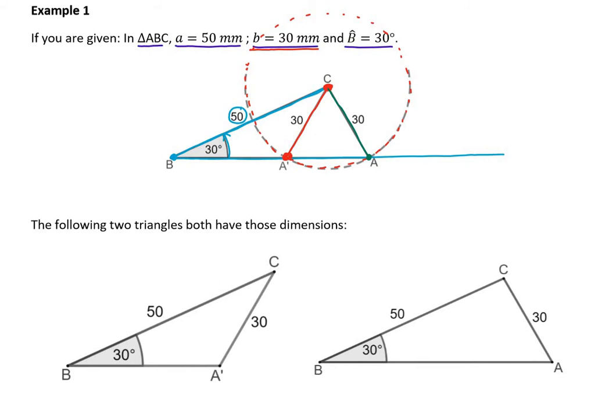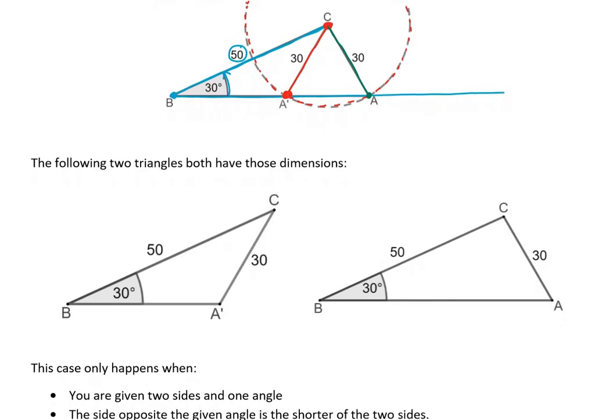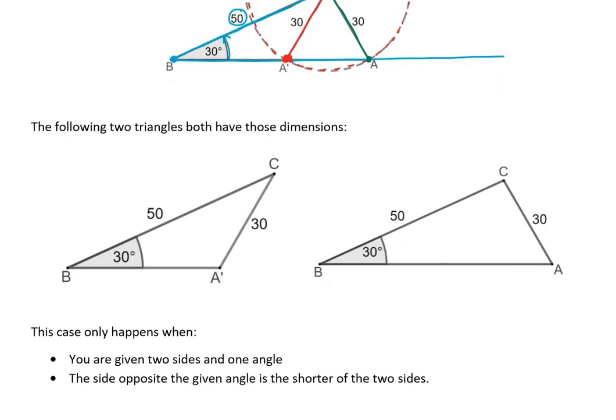Now, the good news is this doesn't always happen. It's a very specific kind of restriction that has to be met in order for there to actually be two possibilities that could be drawn. So, when does this happen? This only happens when you're given two sides. So you have to be given the lengths of two sides and one angle, and the side opposite the angle given has to be the shorter of the two sides. That's when you know that it actually is possible to draw two different possible triangles.